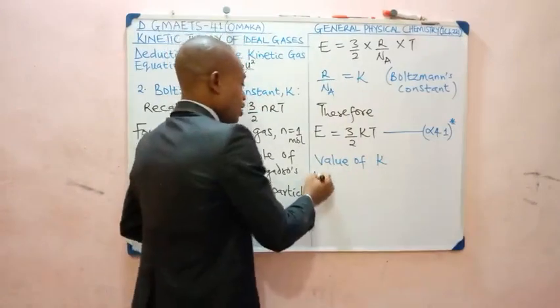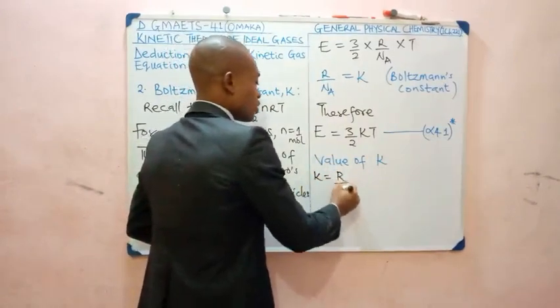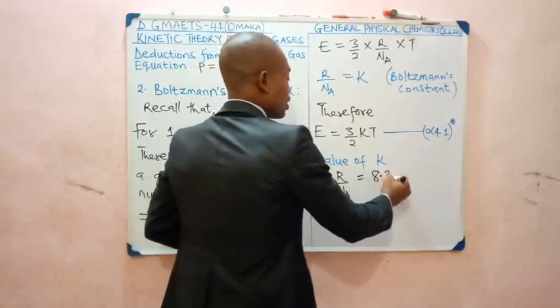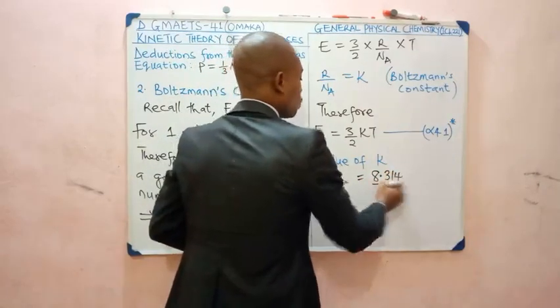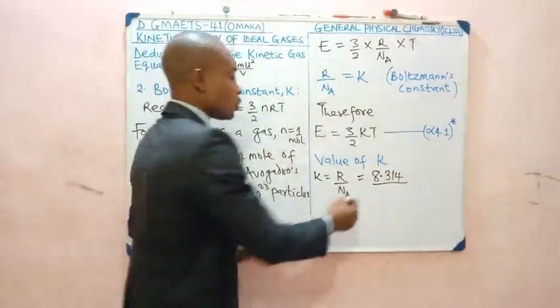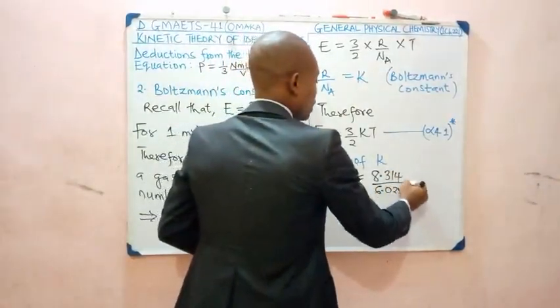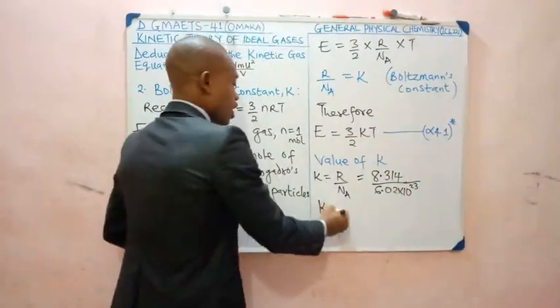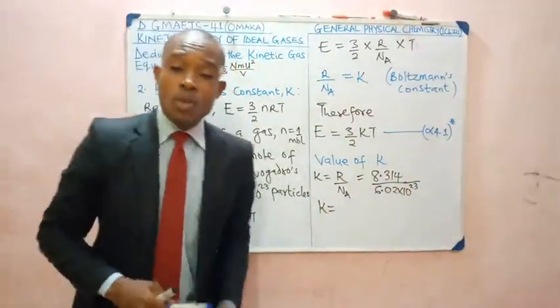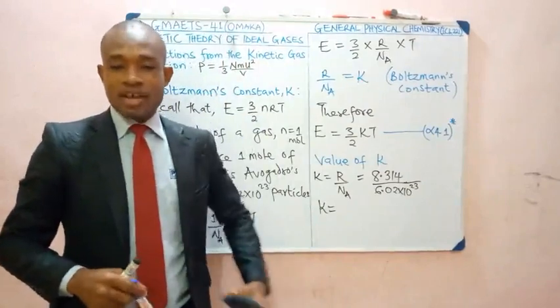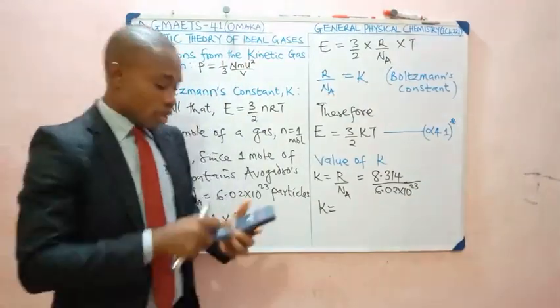Take note that K is equal to the universal gas constant divided by Avogadro's number. The universal gas constant in this case, let's use 8.314 joules, divided by 6.02 times 10 raised to the power 23 particles. This K will now give us 8.314 in joules per mole Kelvin. Is that okay? So we're going to divide.